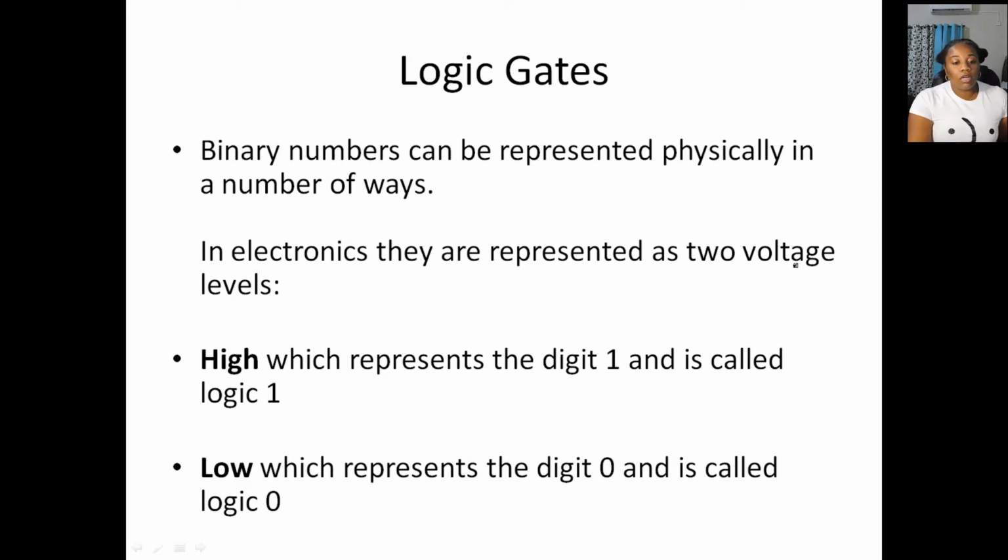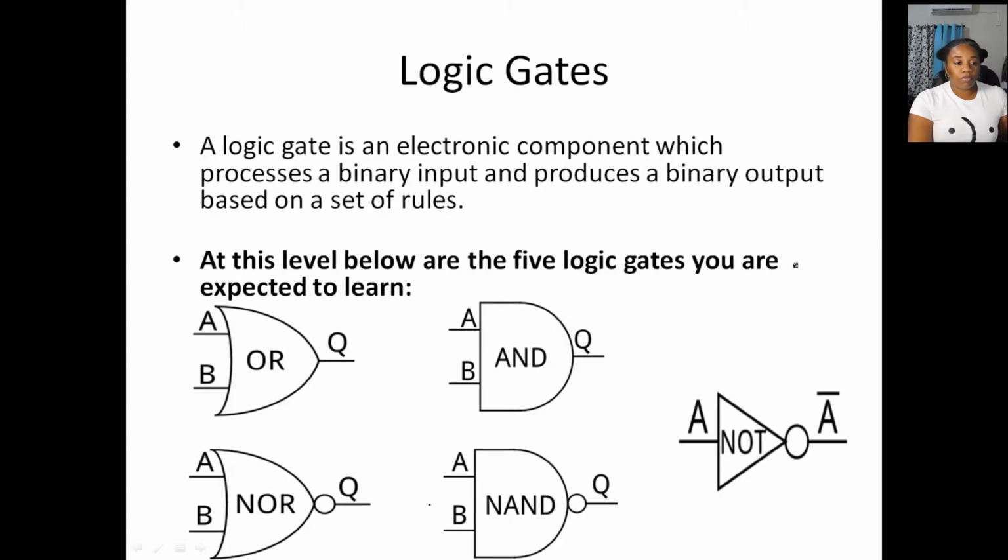Binary numbers can be represented physically in a number of ways. In electronics, they are represented as two voltage levels: a high, which represents the digit 1 and is called logic 1, and a low, which represents the digit 0 and is called logic 0. A logic gate is an electronic component which processes a binary input and produces a binary output based on a set of rules. At this level, below are the 5 logic gates you are expected to learn: the OR gate, the AND gate, the NOR gate, the NAND gate, and the simple NOT gate.